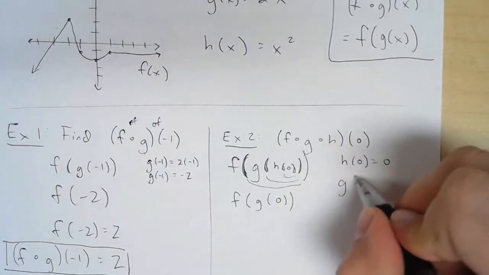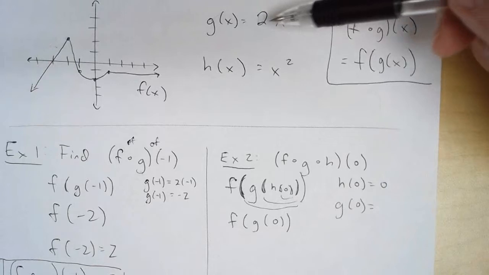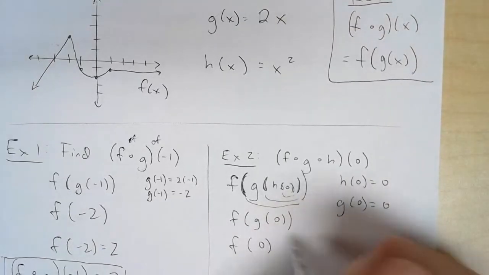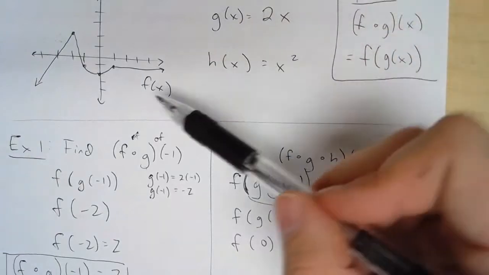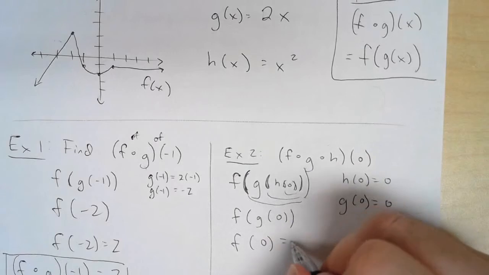And then you need to find g of 0, which we just did in the last problem. No, we didn't. Okay, let's do it again. G of 0 is 2 times 0, which is 0. So then f of 0 is going to give us, okay, go to my f function at 0. We go down to -2 for our output. So it equals -2.